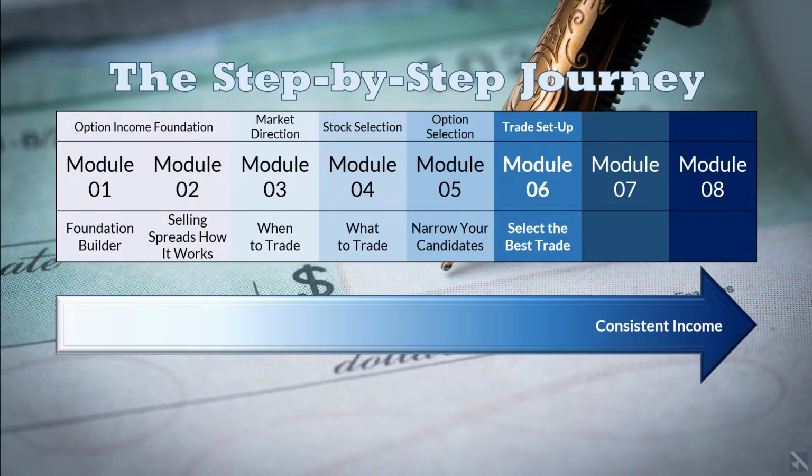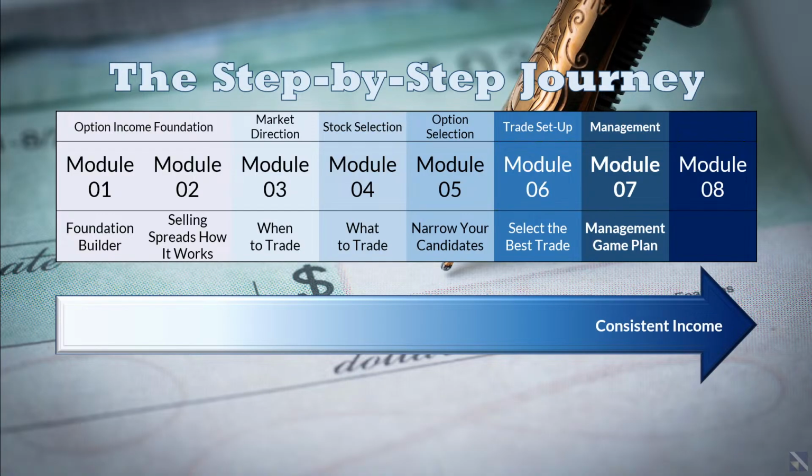You're going to continue to stack probability and reduce risk in Module 6 by the way you set your trades up. Here, you're going to make sure your trade has the perfect combination of risk and reward, and you're going to know exactly where to set your strikes. Great trades don't happen by accident. They happen because of careful planning and strategically setting them up correctly right from the beginning.